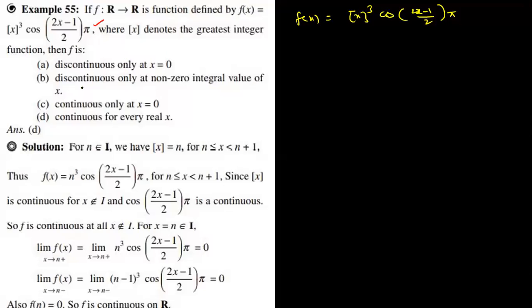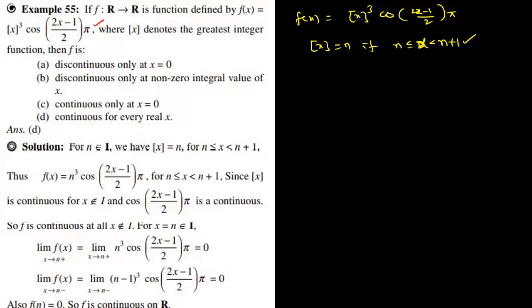A. Discontinuous at x is equal to 0. B. Discontinuous only at non-zero integral values of x. C. Continuous at x is equal to 0 or everywhere. Now, integral part of x is equal to n if n is less than or equal to x, x less than n plus 1.